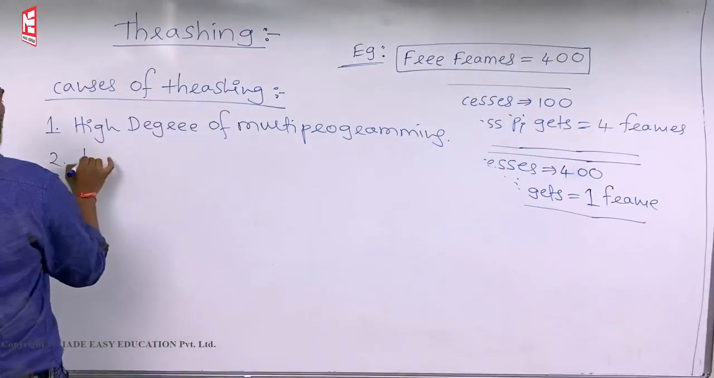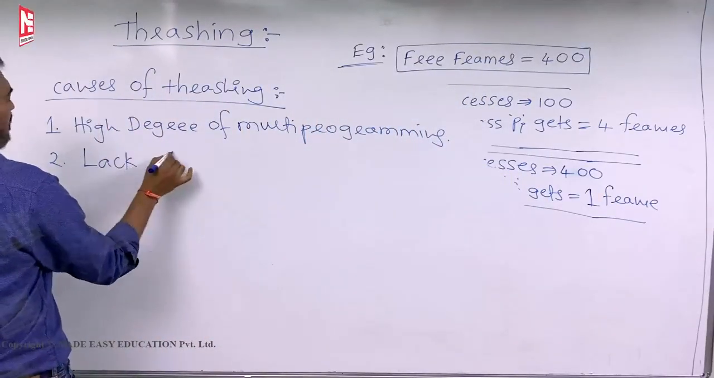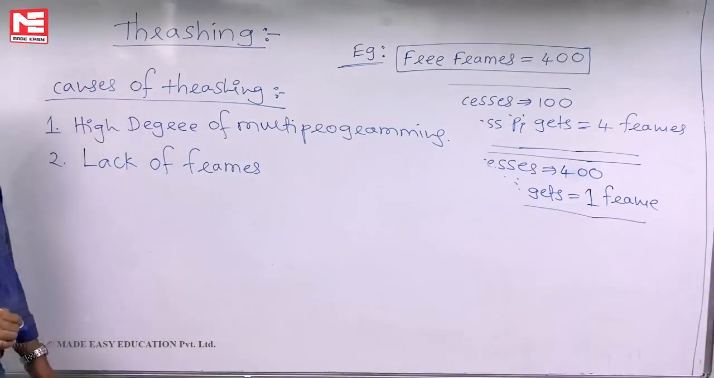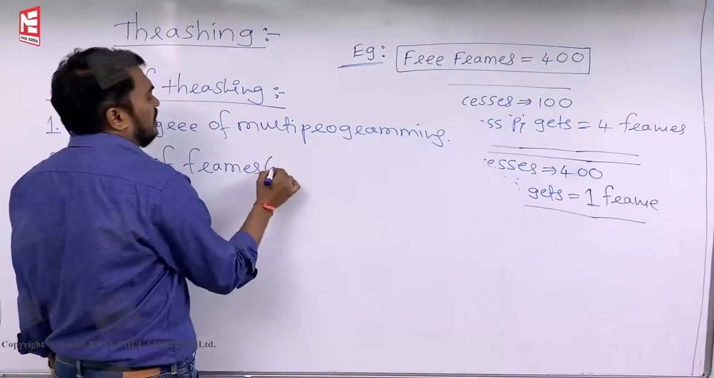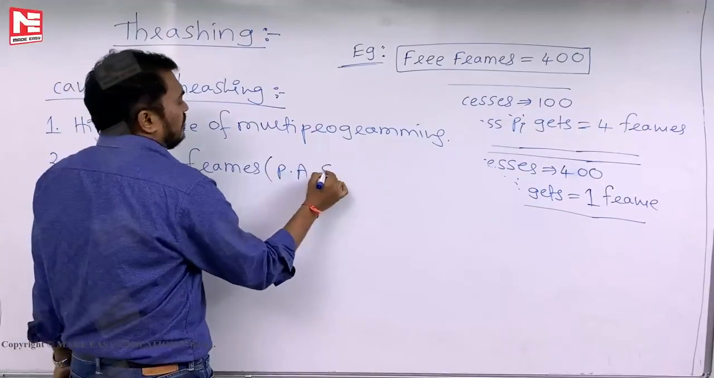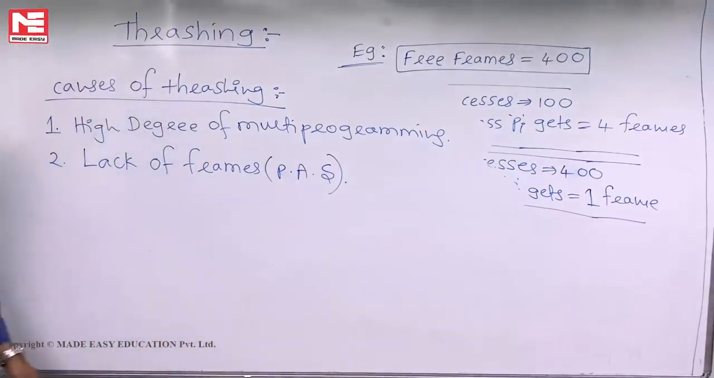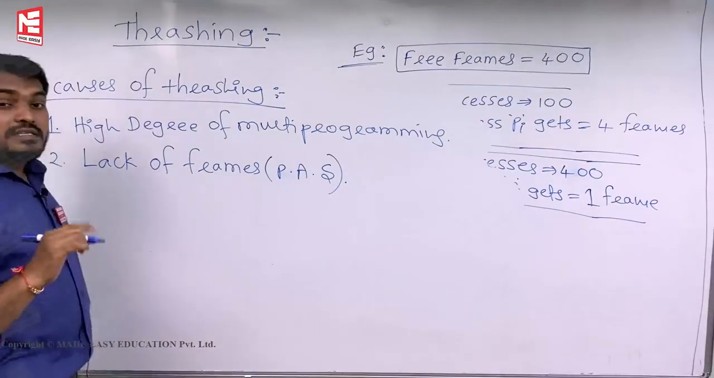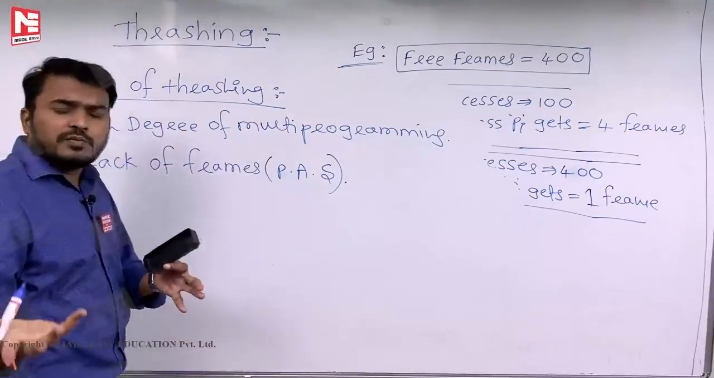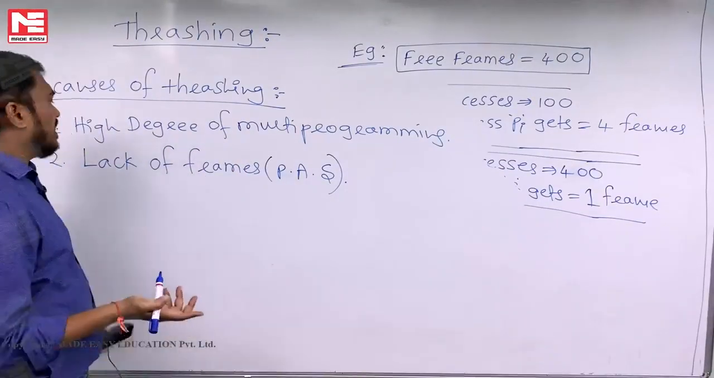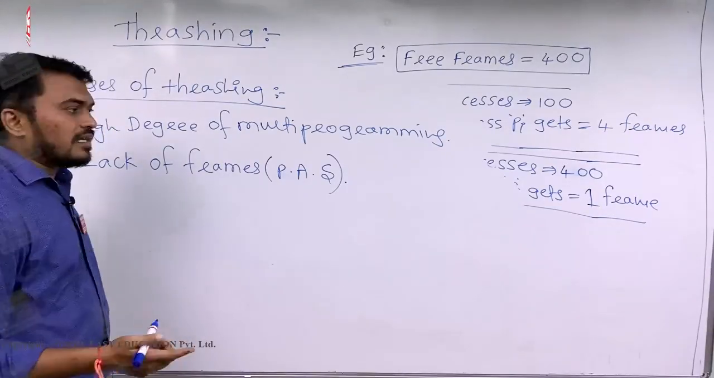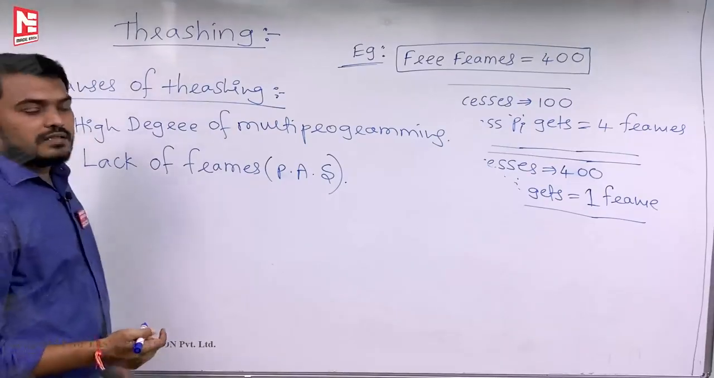And the second one is what? The second reason is lack of frames, so shortage of frames. Tell me, what do frames mean? PAS or say main memory, anything is fine. Frames mean main memory. The first reason why thrashing is coming is a high degree of multiprogramming, a very high degree of multiprogramming. Next, lack of frames, meaning shortage of main memory. Is that clear? So these are the reasons why thrashing is coming.